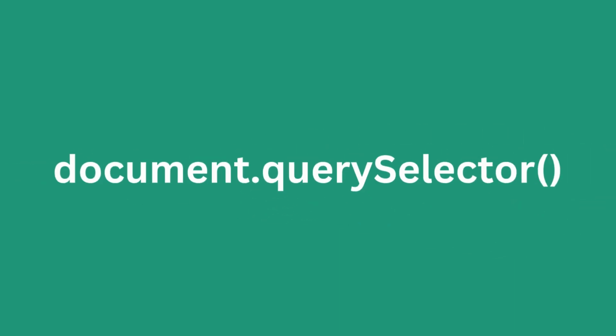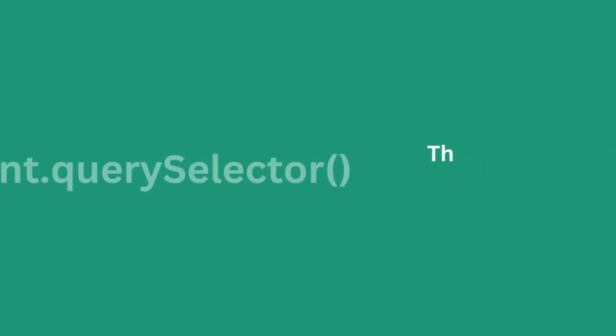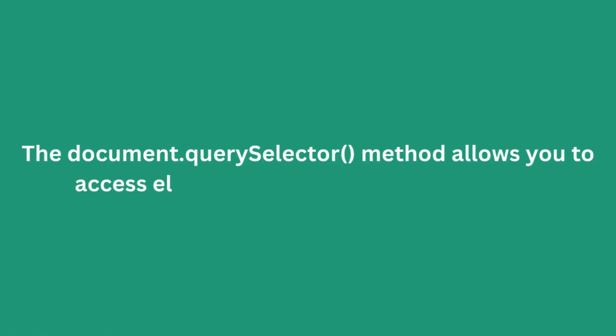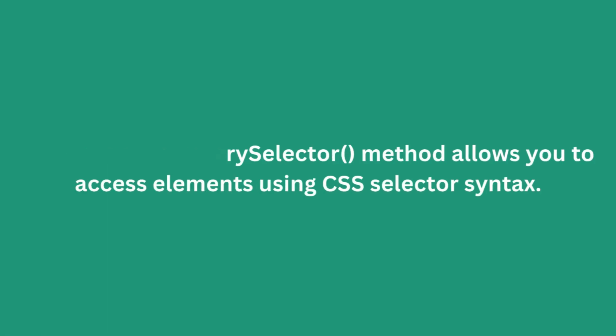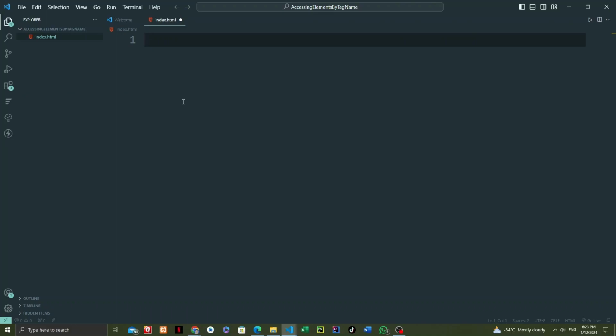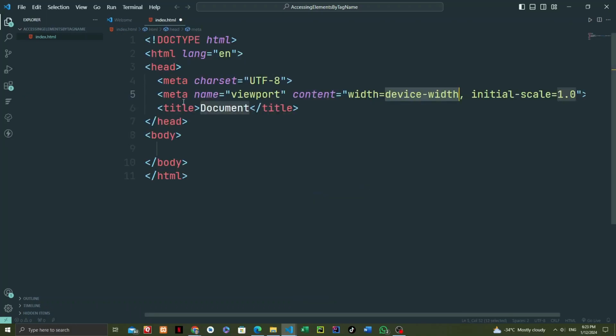The document.querySelector method allows you to access elements using CSS selector syntax. Here's an example. Suppose you have the following HTML. In index.html, write code like this. A div tag with class named container.